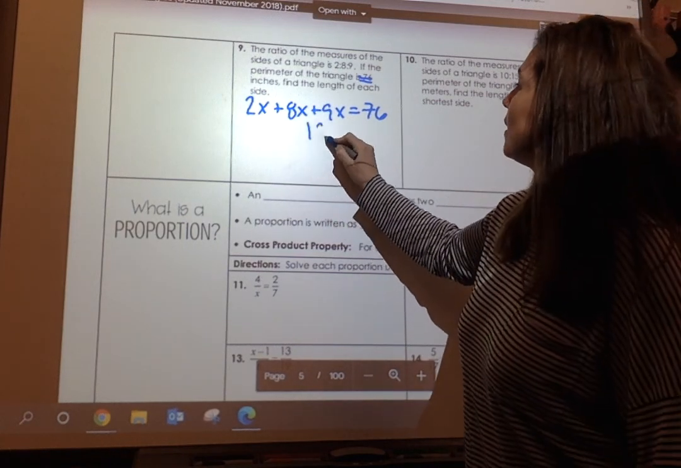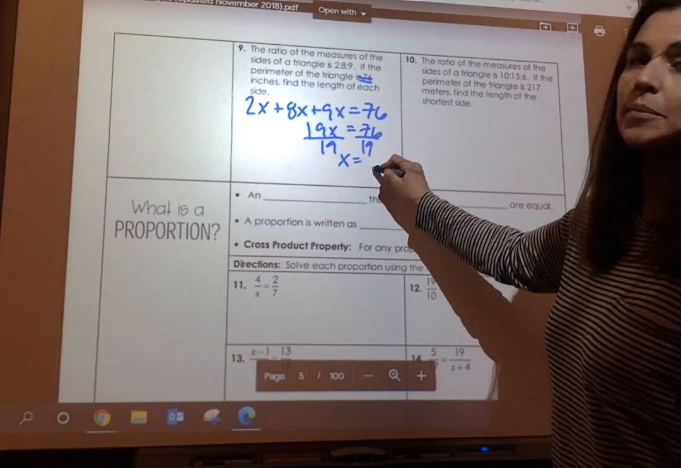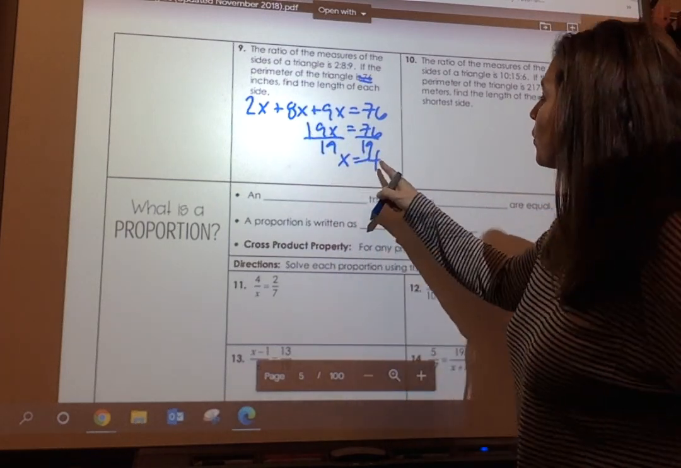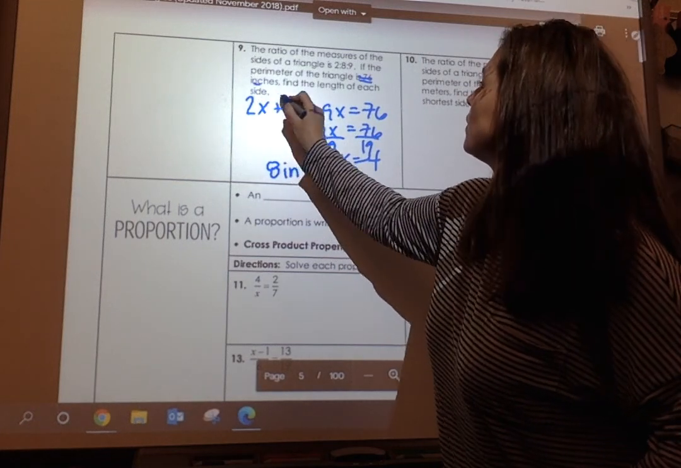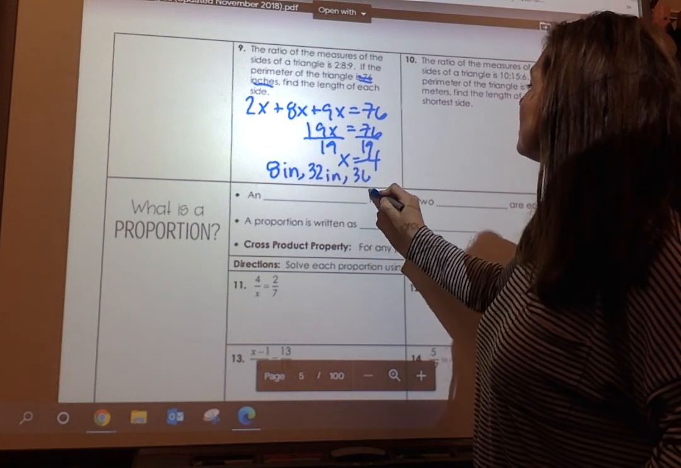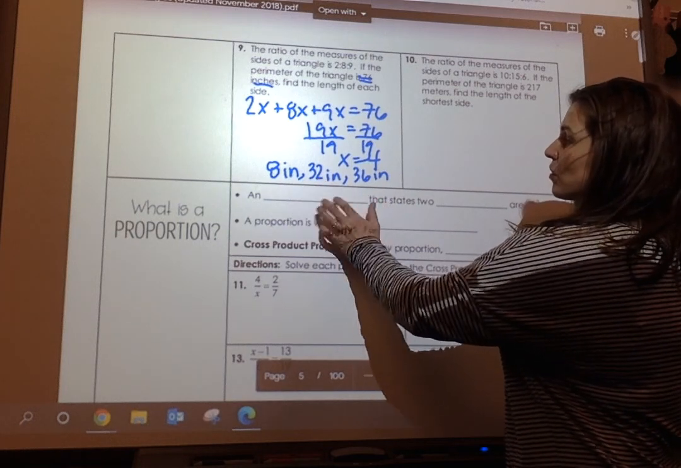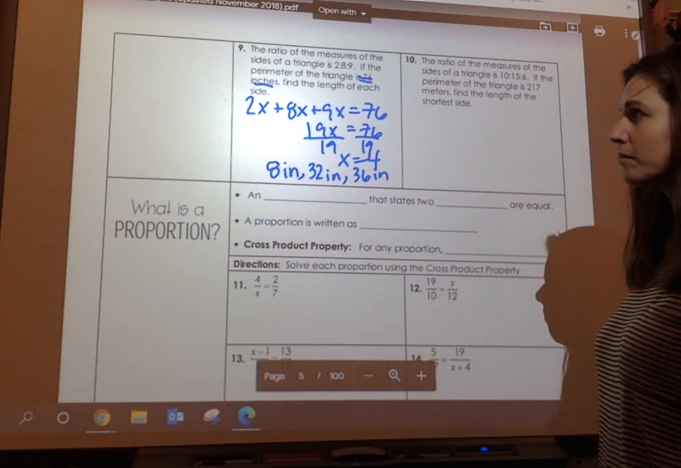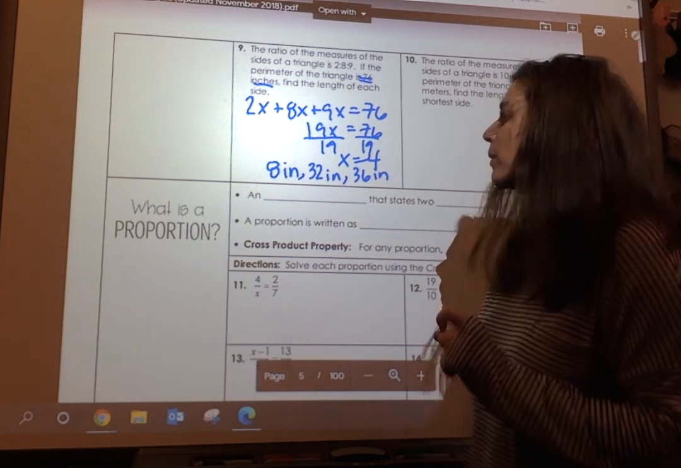So again, we do 19x equals 76, and when I divide both sides by 19, I get that x equals 4. So when I find the lengths, of course I just plug back in x, and I get 8 inches. We know the units is inches, so 8 inches, 32 inches, and 36 inches. And of course I would want to make sure that that all equals 76, so 68 and 8, that is 76, so that is my correct answer. So make a note, circle, highlight extended ratios, because we will be using those frequently.